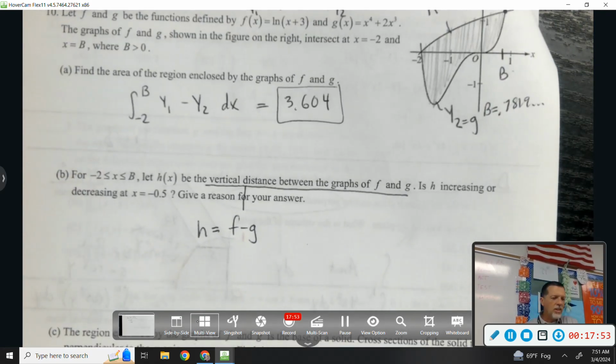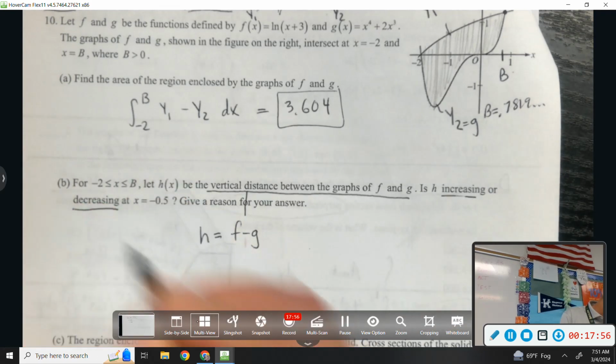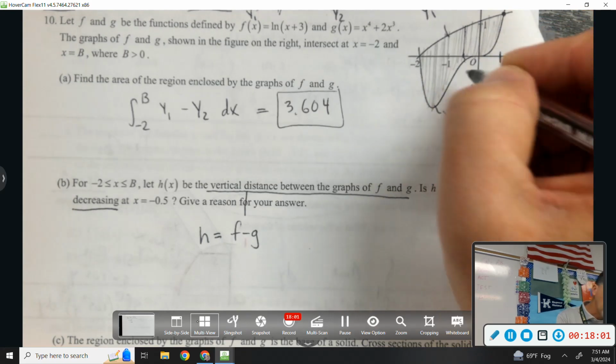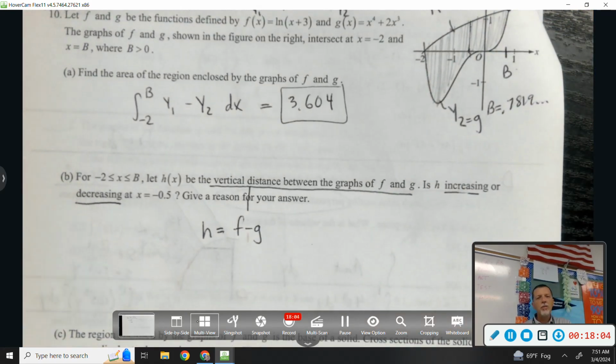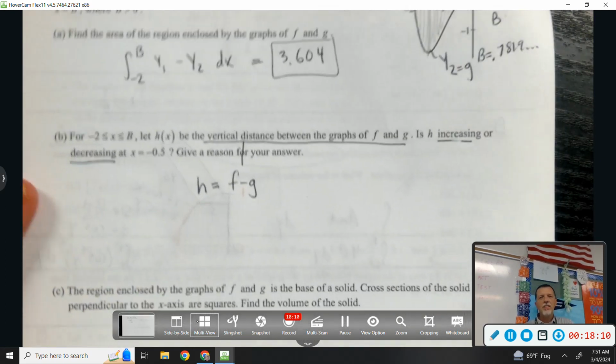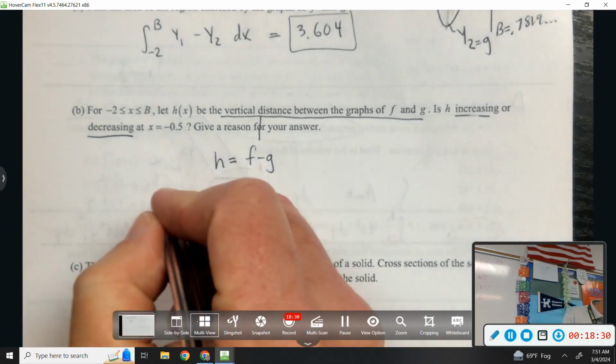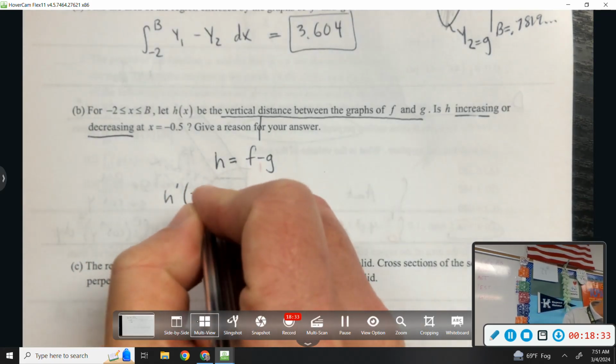Is h increasing or decreasing at -0.5? So like right there, is h increasing or decreasing? I don't know, hard to tell by looking. That's probably why they picked that point. What tells me if something's increasing or decreasing? It's a bit of a vocabulary question here. What calculus thing tells me if something is increasing or decreasing? Slope. That's right. And what's a more calculus word for slope? Derivative. So I want to find h prime at -0.5.